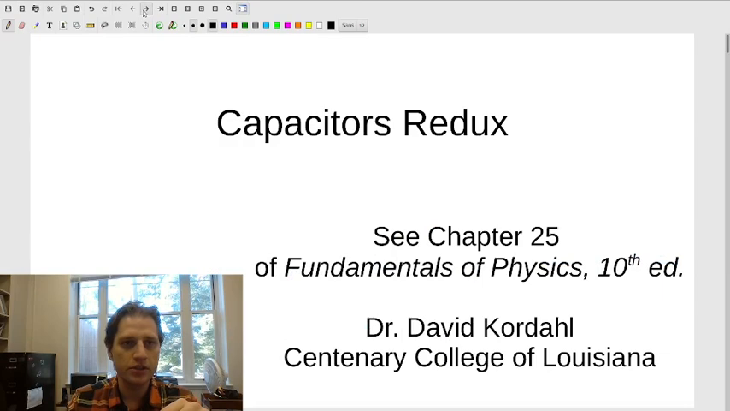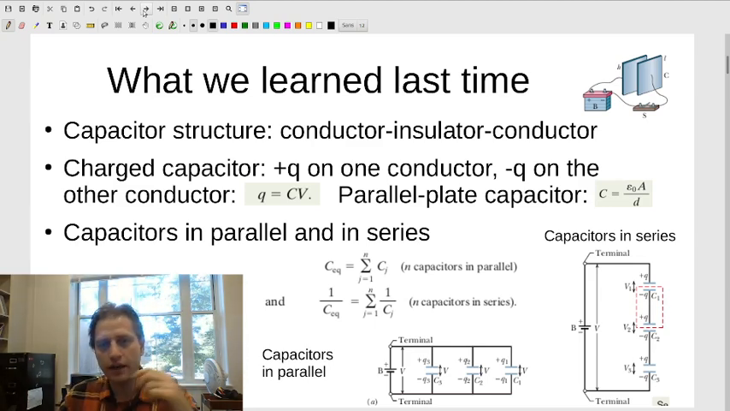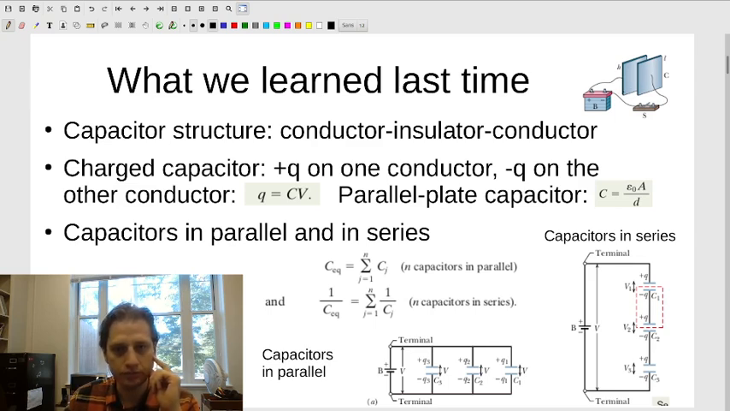Today we're going to start off where we left last time, and we're going to do a little bit of practice to make sure that we really have these concepts under our belt. So you'll remember in our last video we talked about what is a capacitor. And the simplest version of a capacitor is just a conductor, an insulator, and a conductor. That insulator could be a gap of air, it could be some sort of a dielectric, but we are not going to talk about that in this video.